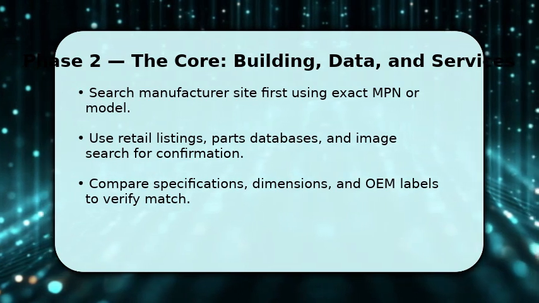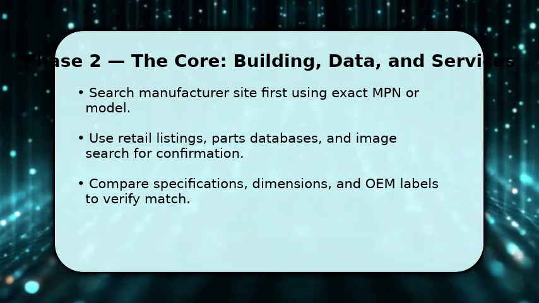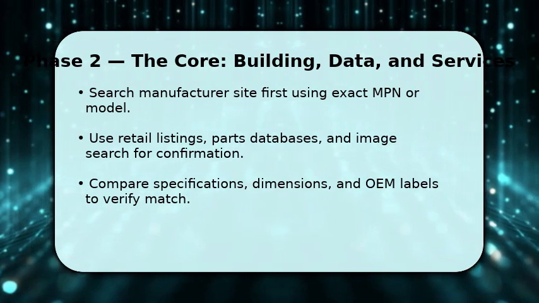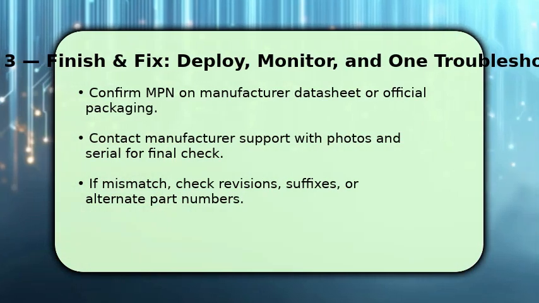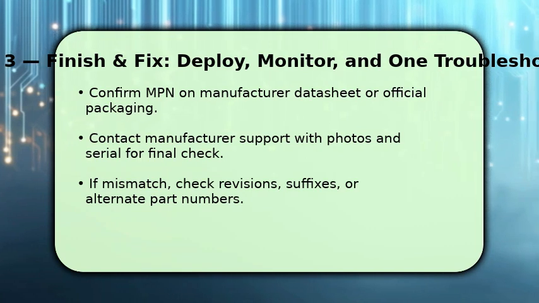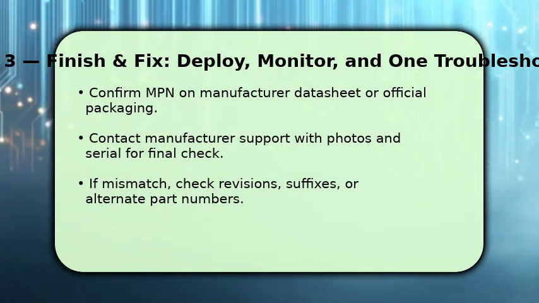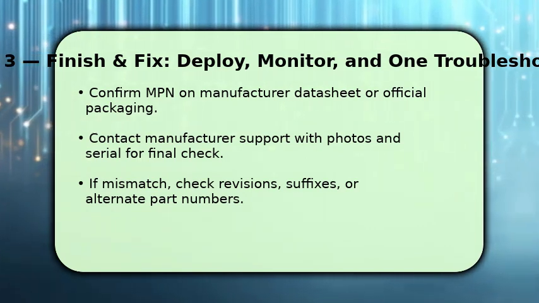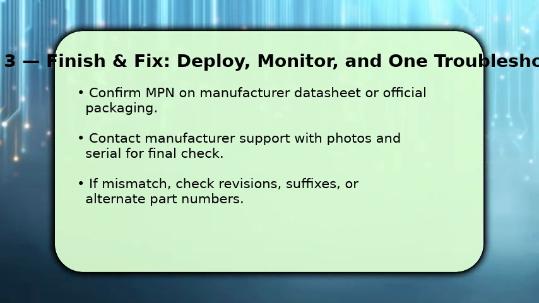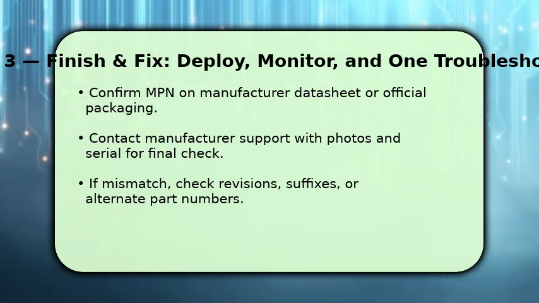Finish by confirming the MPN against a manufacturer datasheet or the original packaging. This is the authoritative source. If anything remains unclear, contact manufacturer support, send your photos, and ask them to confirm the part. They can reveal suffixes or revisions that change compatibility.